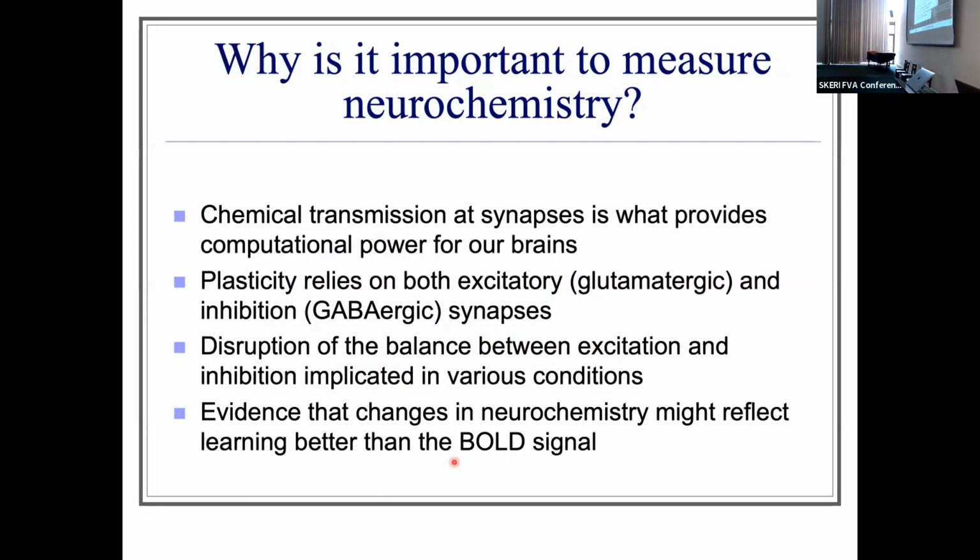When we think about what's going on in the brain, we often think about action potentials and propagation. But as we all know, it's the chemical transmission at synapses that gives us the computational power of our brains. The plasticity that allows us to learn and adapt to our surroundings relies on both excitatory synapses, glutamatergic in this case, and inhibitory synapses. We know that disruption of the balance between excitation and inhibition is implicated in various clinical conditions, things like epilepsy.